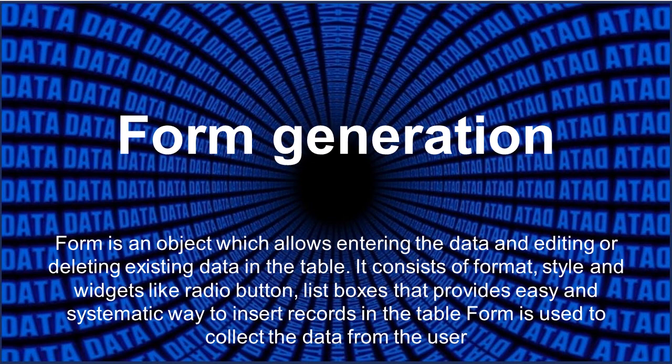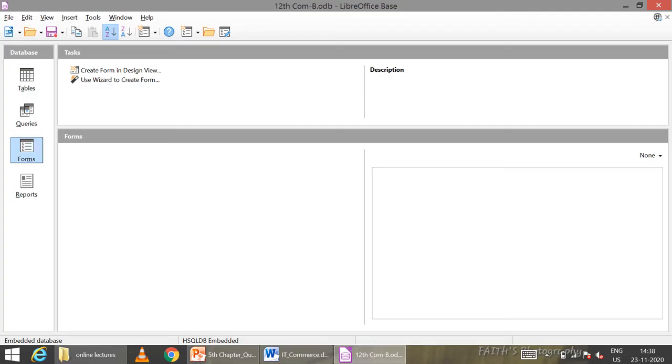Form generation. A form is an object which allows entering data and editing or deleting existing data in the table. It consists of format, style, and widgets like radio buttons and list boxes. It provides an easy and systematic way to insert records in the table. It is used to collect data from the user. For that purpose you can make the form, and here I am going to teach you the form generation.